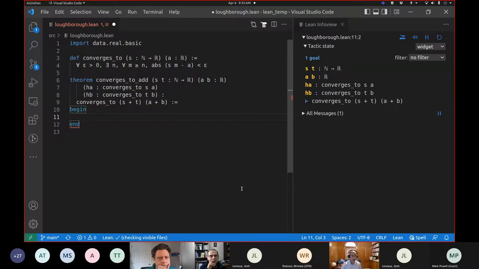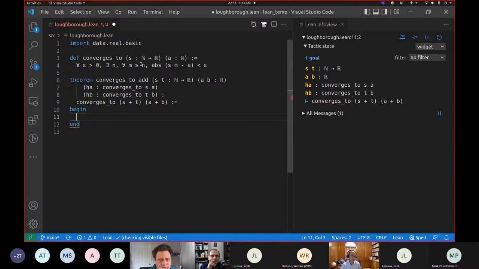So here's what's going on in this file. I start by telling Lean that I'm going to do some basic stuff about the real numbers, so make sure that library is around and available. On line 3, what's going on here is I'm defining what it means for a sequence of real numbers to converge to a real number.